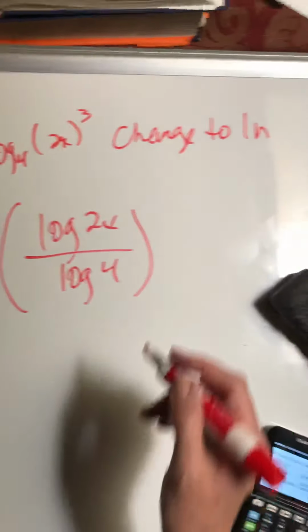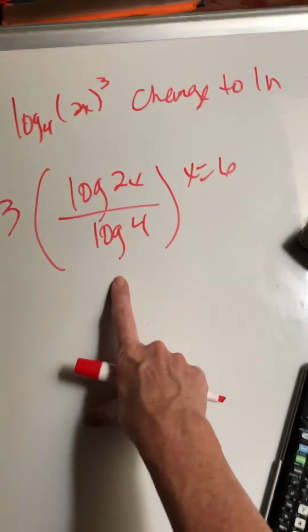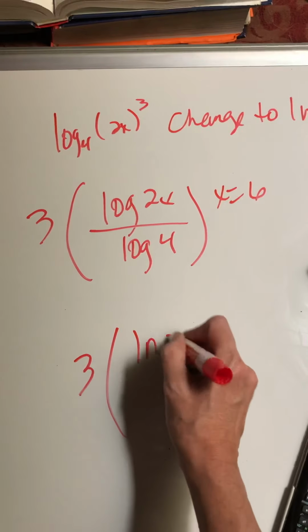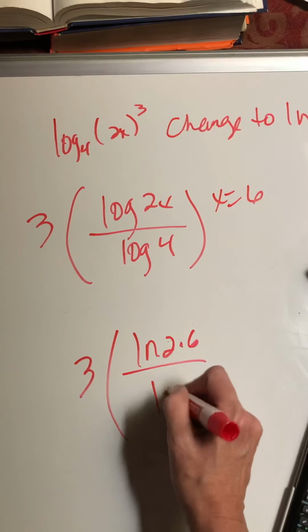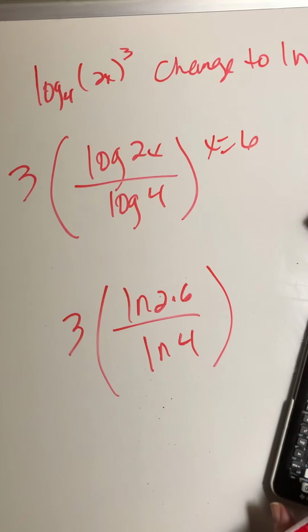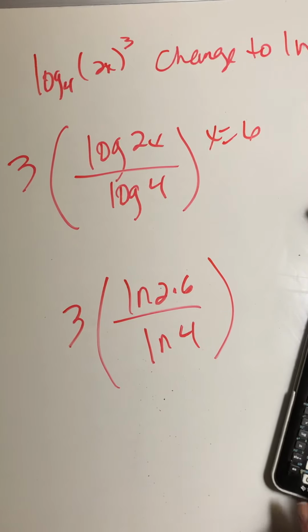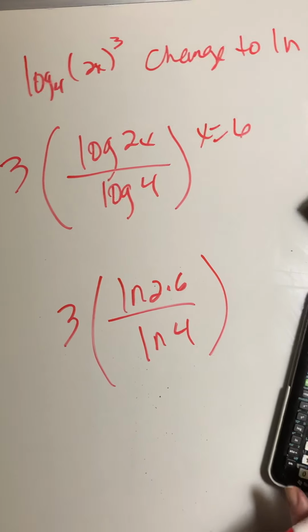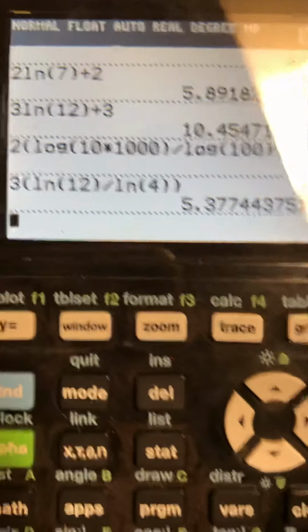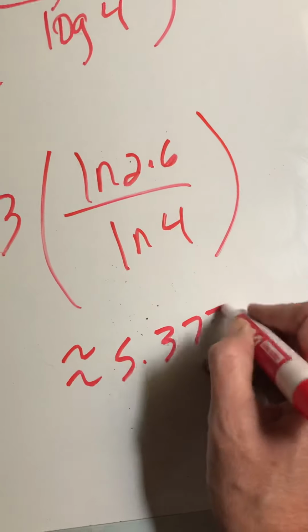Now, what is our x? Our x is 6. So all we have to do here is make log ln. So 3 times ln of 2 times 6 over ln 4. That would be 3, parentheses, natural log of 12, I'm going to go and put in 12, divided by natural log of 4. So it would look like that. And you get about 5.377, about 5.377 on that.